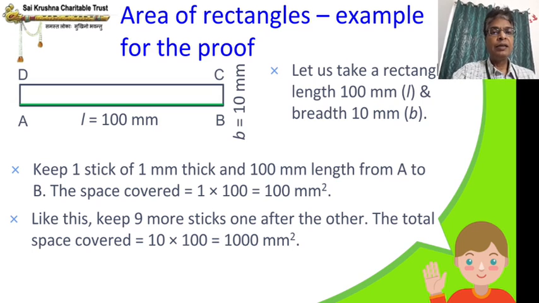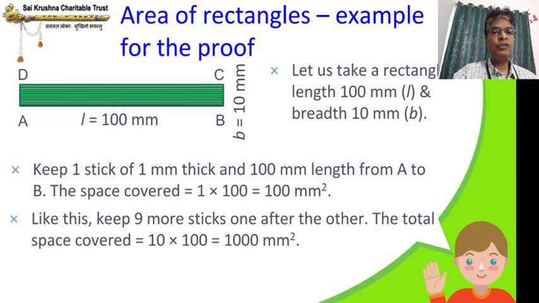So see the rectangle now, I am going to keep the sticks one by one. Let us start counting. 1 already I have kept. I am going to start 2, 3, 4, 5, 6, 7, 8, 9, 10. So now one stick I had kept, another 9 I have kept, totally 10 sticks I have kept.